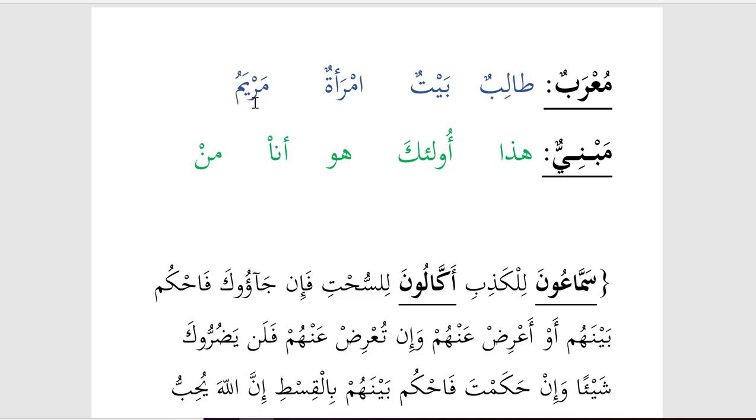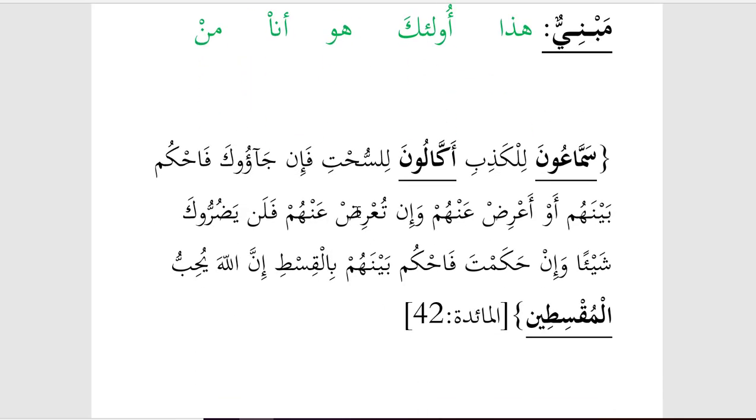Mu'arab means that it changes its diacritical marks or its vowel endings to indicate that there's been a grammatical change. Whereas mabni doesn't change regardless of where it is in the sentence, regardless of what grammatical form it's functioning in. So hada doesn't change. Ulaika doesn't change. Huwa, pronoun, doesn't change. Ana doesn't change. Those question words, men, mata, madha, don't change. They're considered mabni.